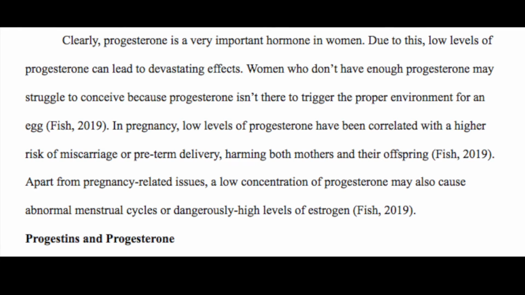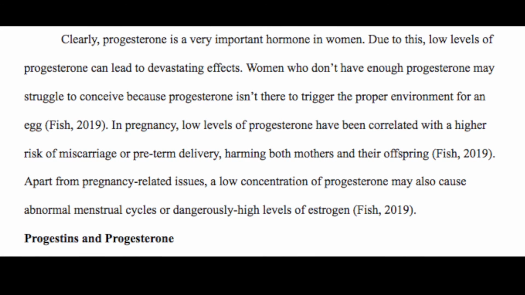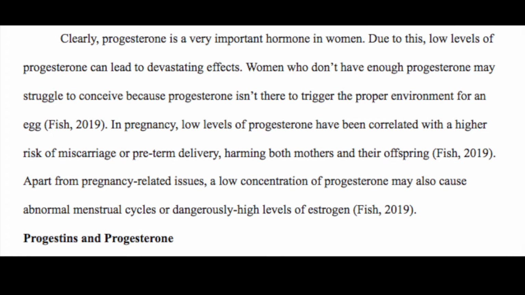I think every woman, and really everyone, should know this. I mean, it has to do with pregnancy and normal menstrual cycles. It's so important, and nobody knows what progesterone does, except for if they have medical issues and need to be taught about it.